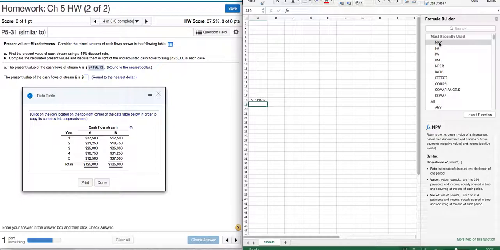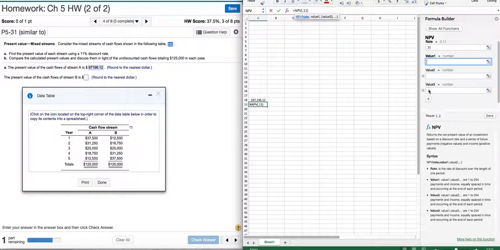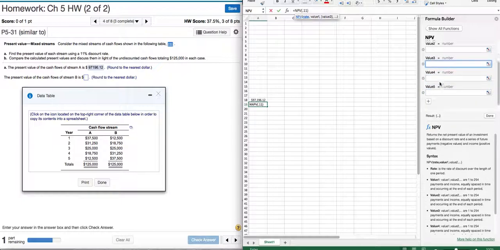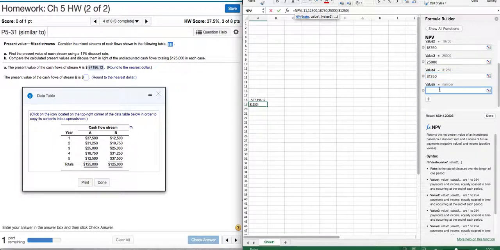Then doing the same thing for stream B using the same discount rate. Same values, but just in the reverse order. So value 1 is 12,500, 18,750, 25,000, 31,250, and 37,500.